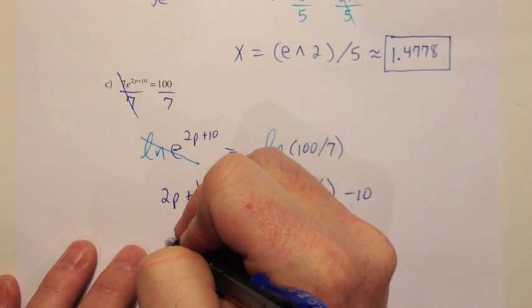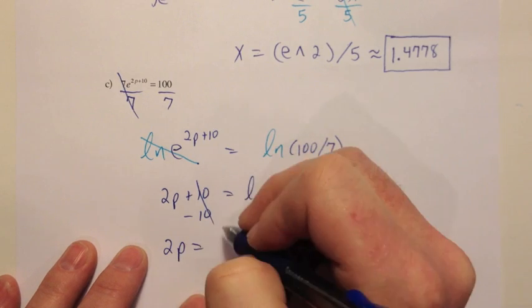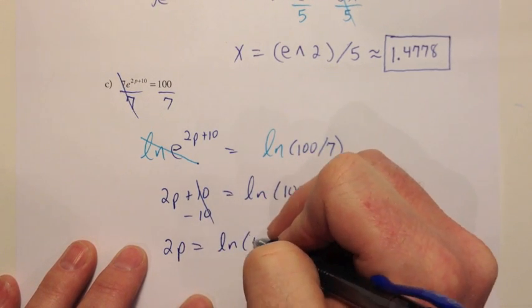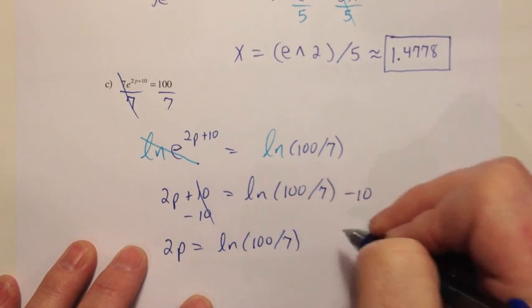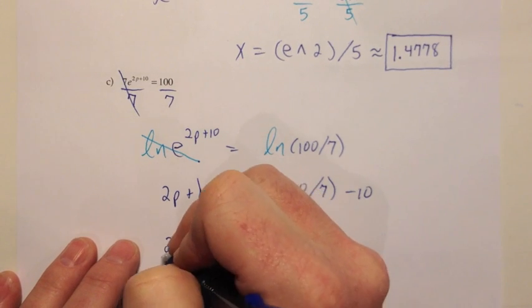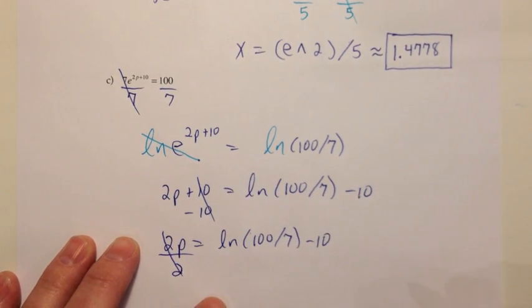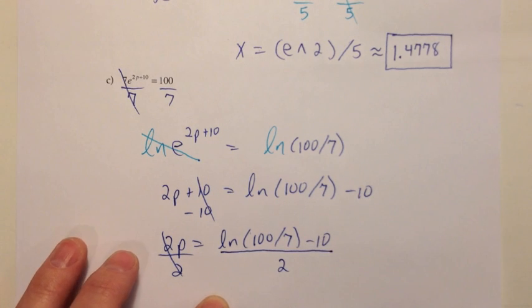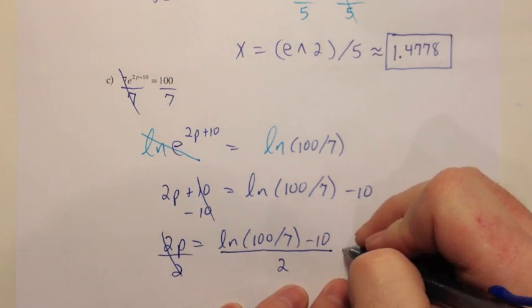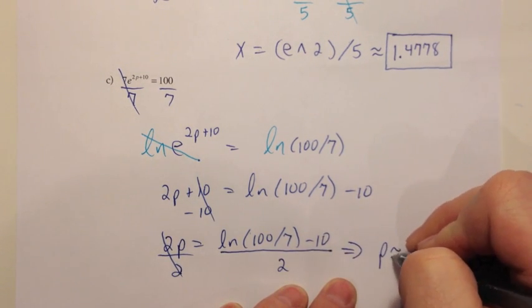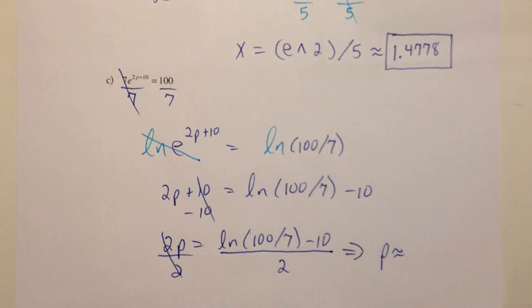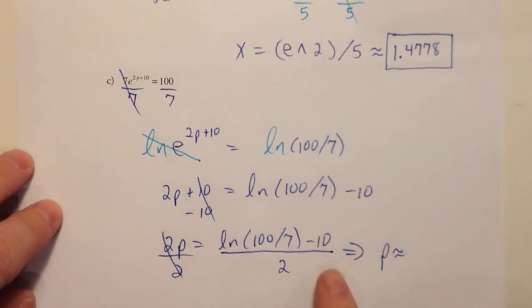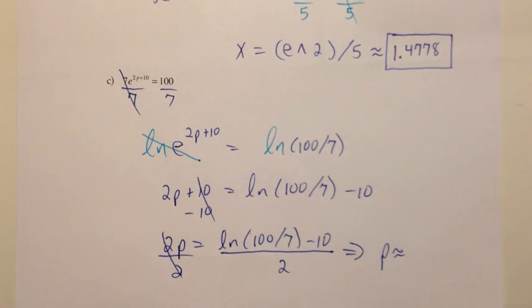Let me write out what we have here. So 2p equals the natural log of 100 over 7 minus 10. And then I want to divide by 2 here to cancel that off and get p by itself, and divide the whole other side by 2 to make that work. And then finally, they want an approximation. So let me go ahead and enter all of this into the calculator, and make sure that I get a decimal to 4 spots.